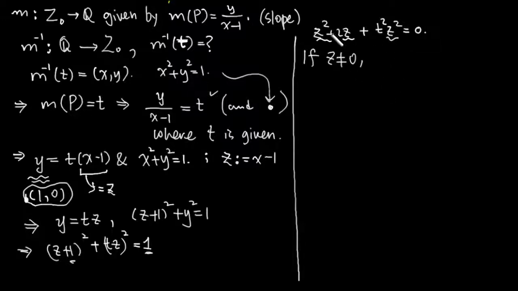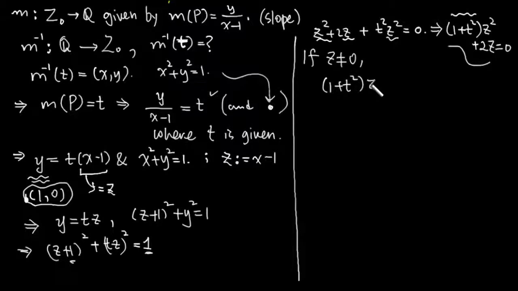And here, let me first simplify this one: 1 plus t squared, z squared plus 2z equals 0. We've seen this a lot in previous videos, and it shows up everywhere. So if you cancel those z, we have 1 plus t squared, z plus 2 equals 0. If you solve for z, then it's negative 2 divided by 1 plus t squared.